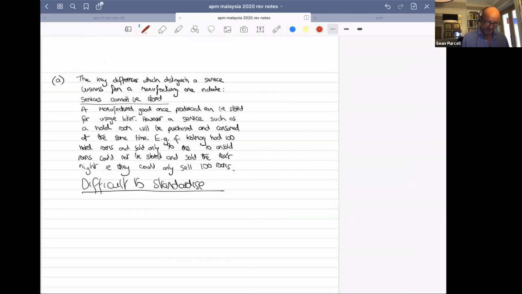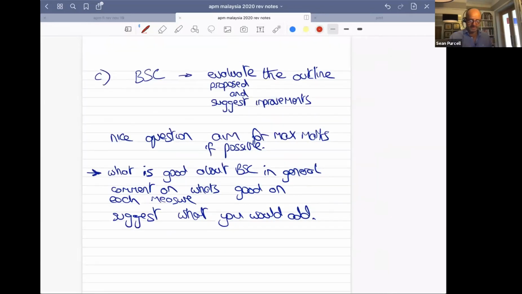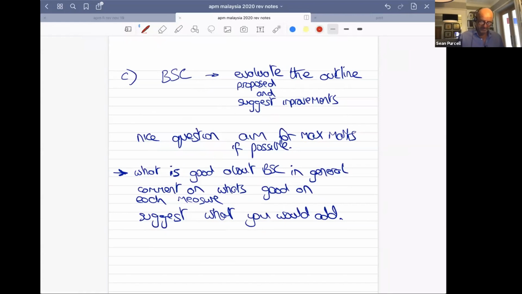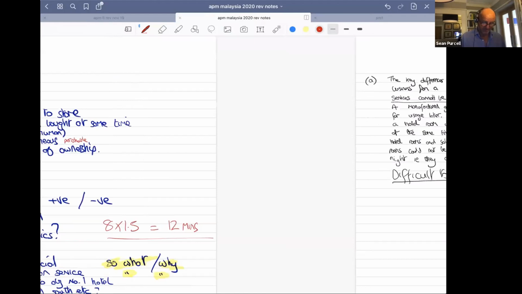Let's just go to what I've said. So balanced scorecard, evaluate it, suggest improvements. You want to get big marks here. So what's good about the balanced scorecard? Well, what's good about the balanced scorecard in general is it doesn't just focus on finance. It focuses on a broader range of objectives. What's good about the thing that's mentioned in the scenario?